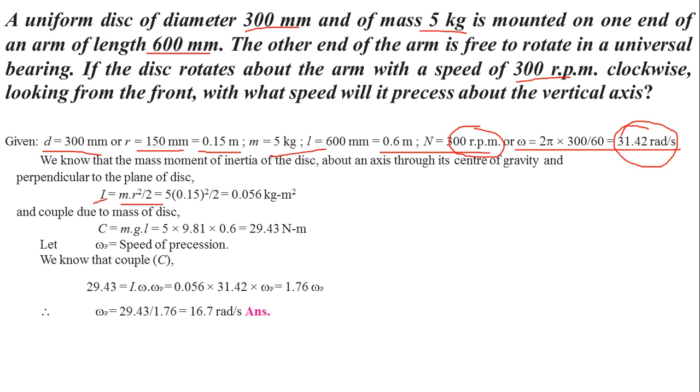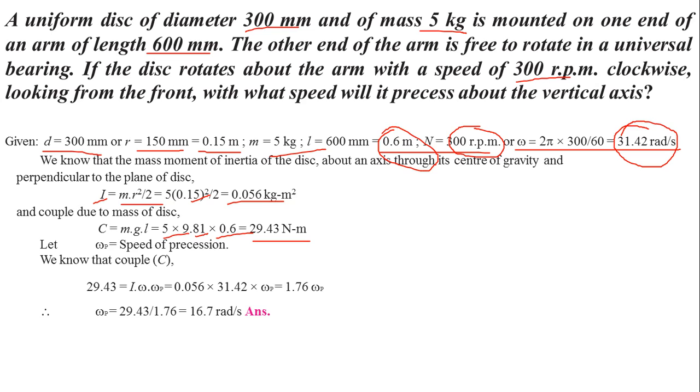Using this formula, r is already known to you, you can substitute this value, so you get the mass moment of inertia as 0.056 kg meter square, and you can calculate the couple due to the mass, that is nothing but m g into L. Mass is known to you, you know the gravitational constant, and the length is given as 0.6 meter, and using that you can get the couple as 29.43.